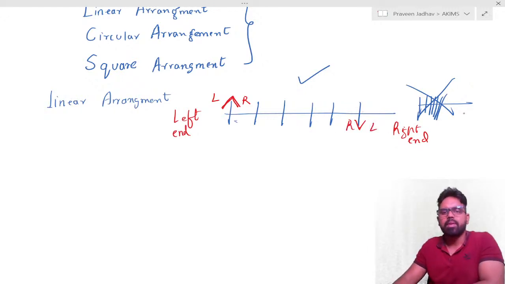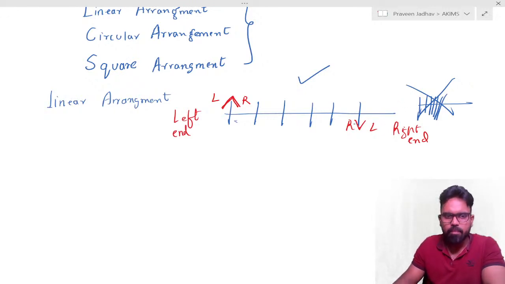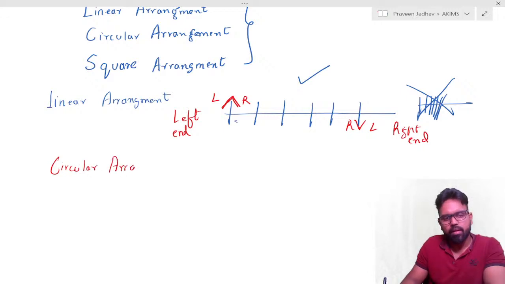This will be right, this will be left. Yep, getting it, everyone? Now, if I move ahead, circular arrangement. When it comes to questions on circular arrangement, you have to remember one small thing.